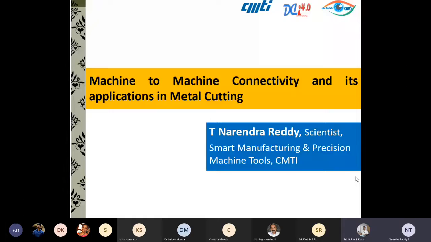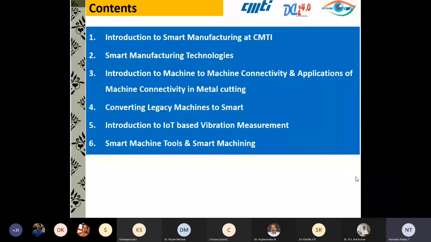Good morning, all the participants, for the talk on machine-to-machine connectivity and its applications in metal cutting. Myself, Narendra, working as scientist in Smart Manufacturing Department at CMTI. These are my contents of the presentation. I'll be talking about what we are doing in smart manufacturing at CMTI, because I see a lot of academic participants here, faculties. They can understand what we are doing, and we can also collaborate and work together. And there are some scopes and opportunities where we can collaborate and do some developmental activities in this area.